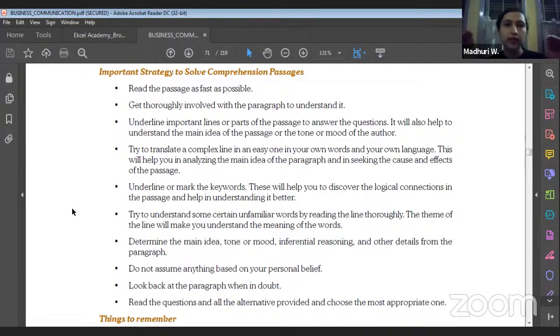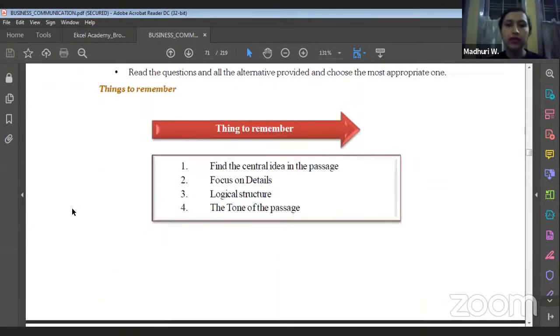Read the title of the passage. Read the questions. Go back to the passage. Read the passage thoroughly. Read the questions. Go back again. Check your answers while you read the passage. So try doing this. The things to remember are: find the central idea in the passage, focus on the details, use a logical structure in order to figure it out, and figure out the tone of the passage.